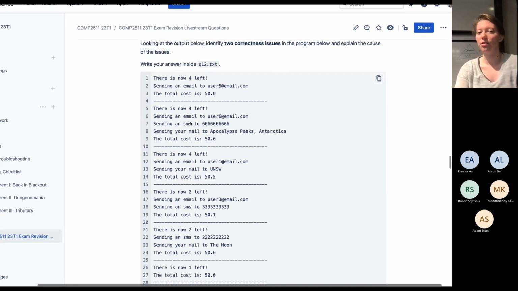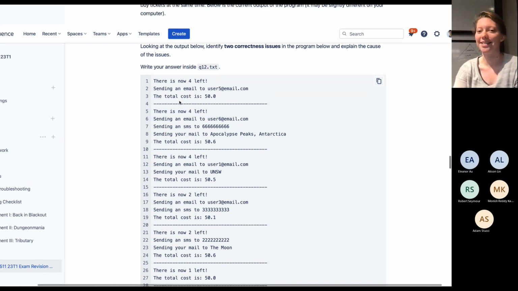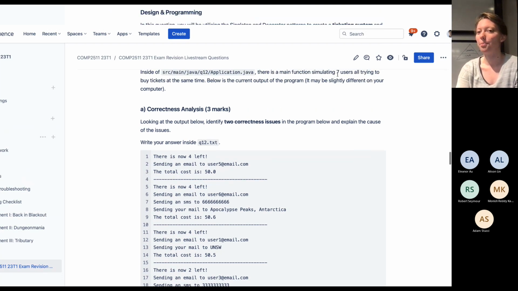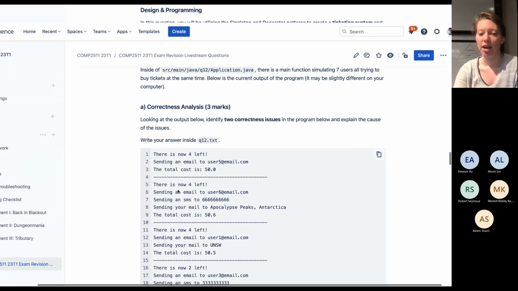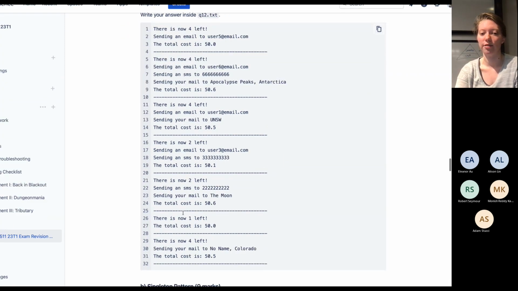So hopefully you can have a look at this output and go, there's 4 tickets left. There's another 4 tickets left, but we had 7 tickets to begin with. What happened to tickets like 6, all of the other ones above it? And why have we sent a receipt to 2 people saying that there's 4 tickets left? And then we can also see here that there's 1, 2, 3, 4, 5, 6, 7 different people all got tickets.